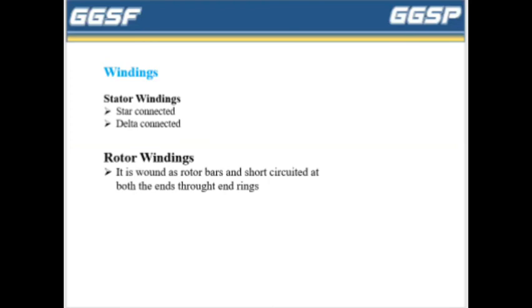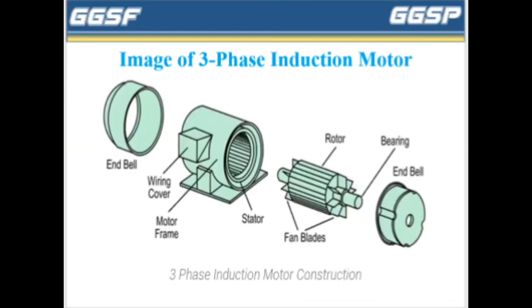Windings. Stator winding: first is star connected and second is delta connected. In rotor windings, it is wound as rotor bars and short circuited at both ends through the rings. This is the basic construction of a three-phase induction motor. This is the end bell, wiring cover, motor frame, stator, fan blades, rotor, bearing, and end bell.